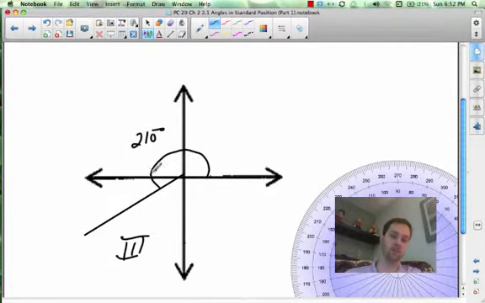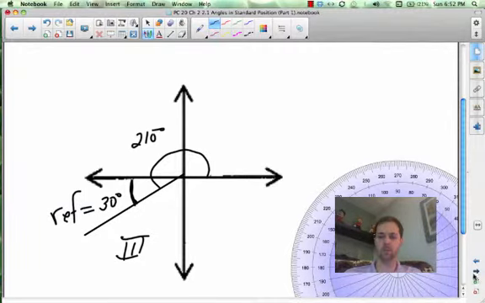210 is obviously an obtuse angle, or a reflex angle, I guess. And the quickest way, or the smallest angle, has to be acute, and it has to get us back to any part of the x-axis. So the shortest way to do that would be right here, and the difference between 210 degrees and 180 degrees is the 30-degree angle in here. So your reference angle in this case is 30 degrees.